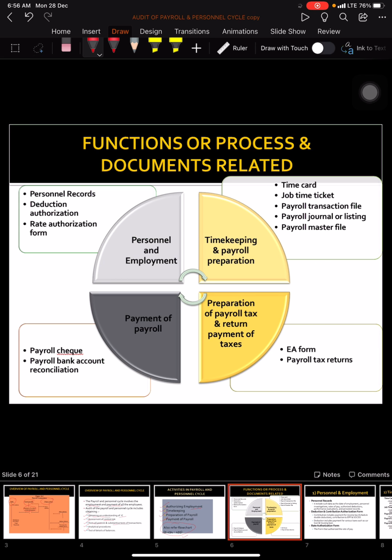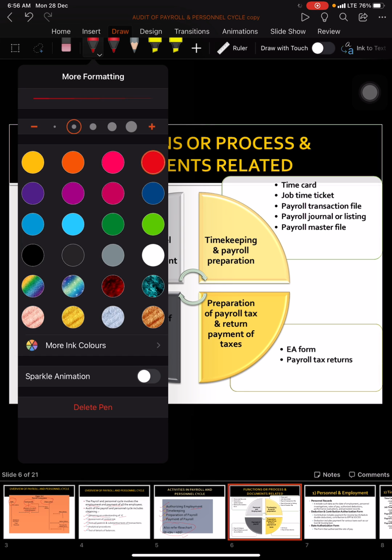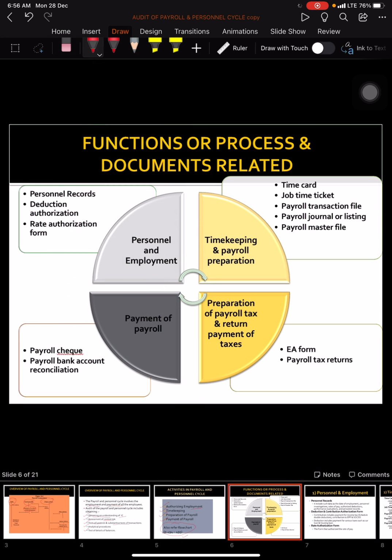All right, so for this one, functions or process and documents related. Basically, we can divide it into 4 subsections. Number one is personnel and employment. Number two is how they record the time and prepare for the payroll, and this is related to the payment, and this is preparation for the payroll tax and return.